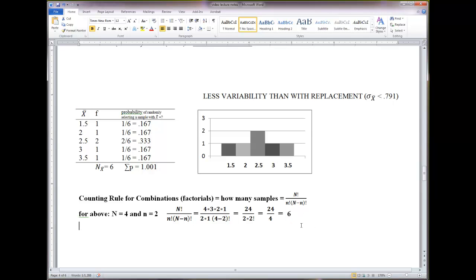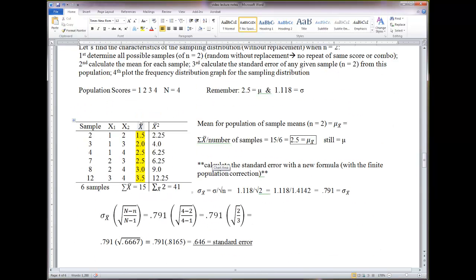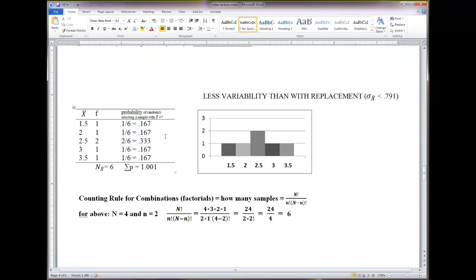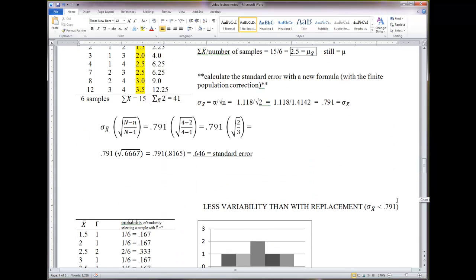So that's another way to check your work. Not only do you want to make sure that the mean of your sampling distribution equals the mean for the population, but you also want to make sure that you have the correct number of samples based on this formula here. All right, so plotting the sampling distribution.